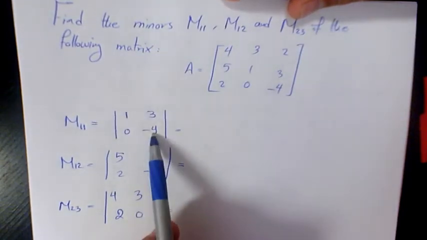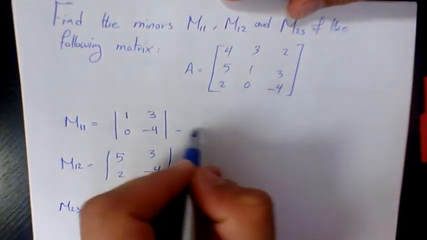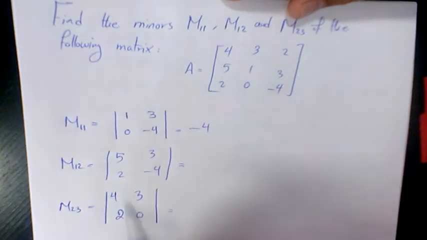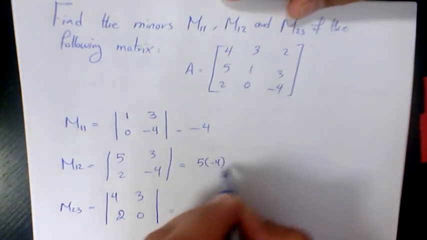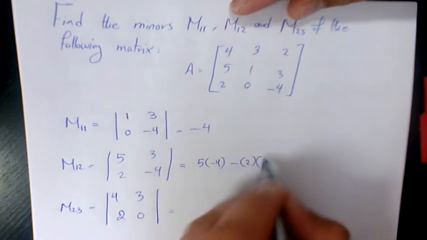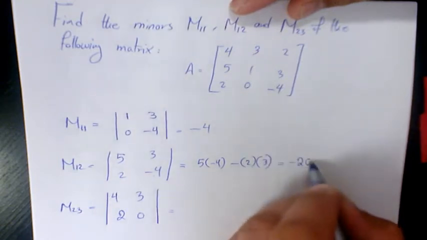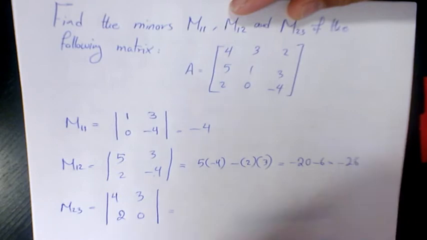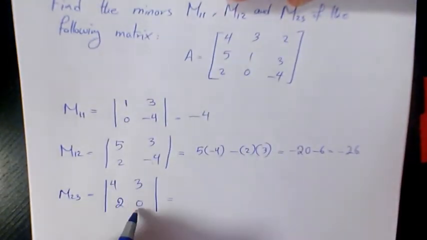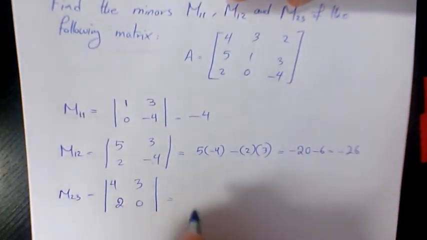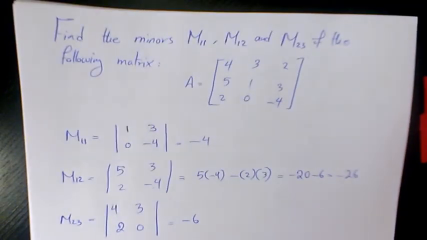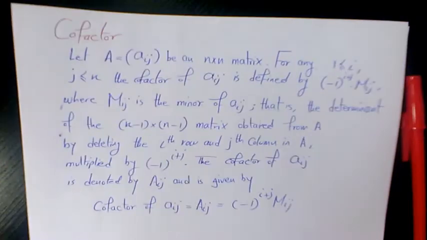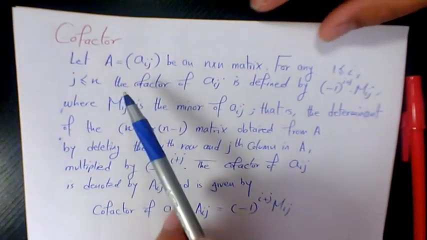Now let's look at the determinants. 1 times -4 is -4, minus 0 is still -4. 5 times -4 minus 2 times 3, which is going to be -20 minus 6, that's -26. Next one, 4 times 0, 0, minus 2 times 3, which is -6. So these are the minors of these elements.